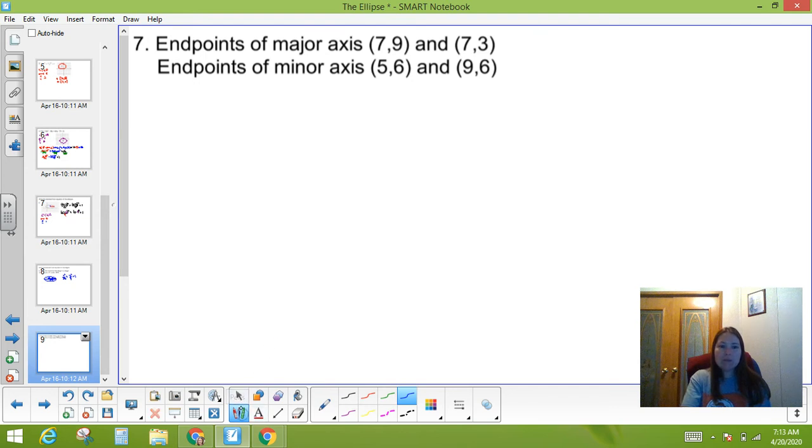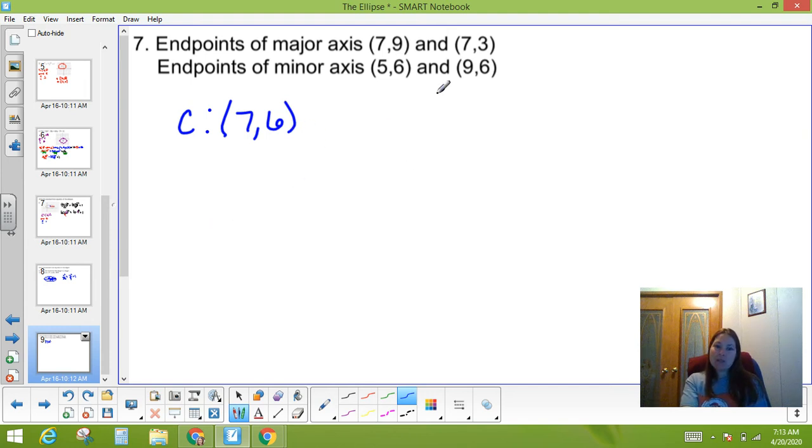Okay, one last problem. We have endpoints of our major and our minor axis. So you can absolutely just look at these points and not draw a picture and know what's going on. Because if you look, you can see how the x is 7 here and the y is 6 here. So what do you think that means the center is going to be located at? 7, 6. You got it.